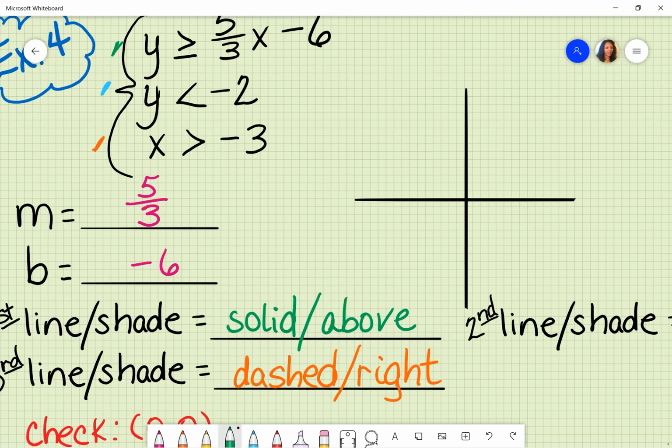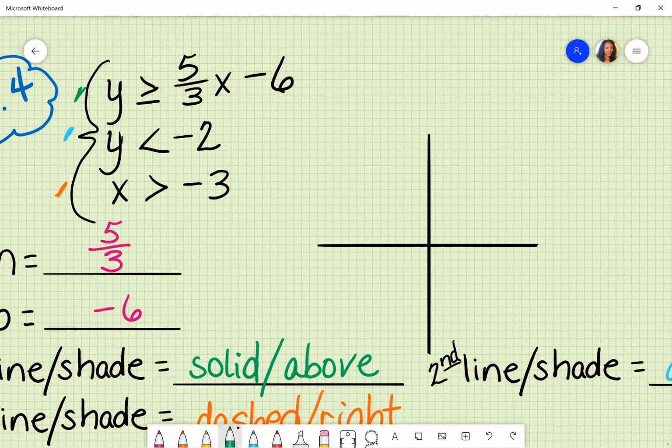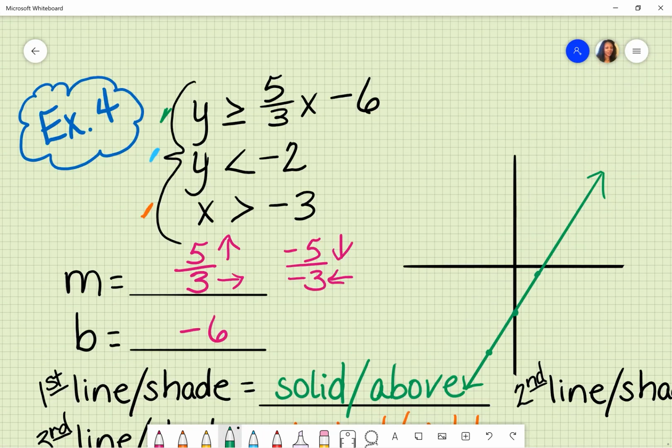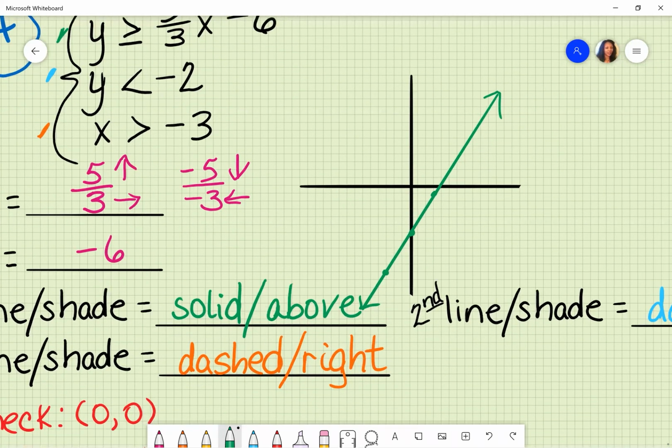So let's go and get started with that first one. So we're going to go down to -6 on our y-axis, go up 5 and then to the right 3, go back to your y-intercept. That's your starting point. Go down 5 and to the left 3. I am going to have a solid line according to my notes. And it's telling me that I'm going to shade above.